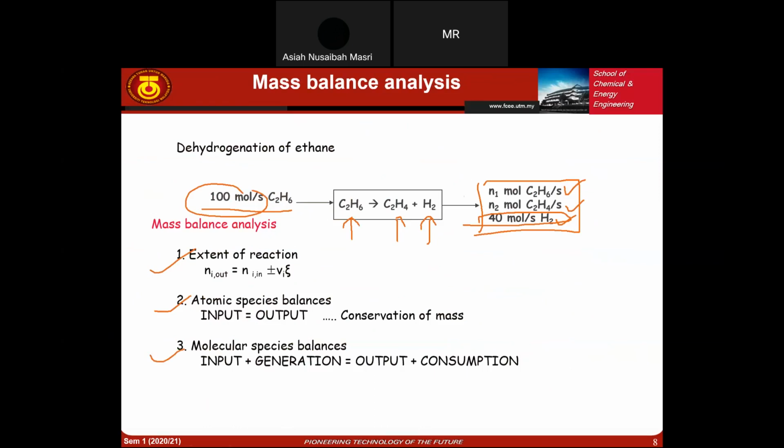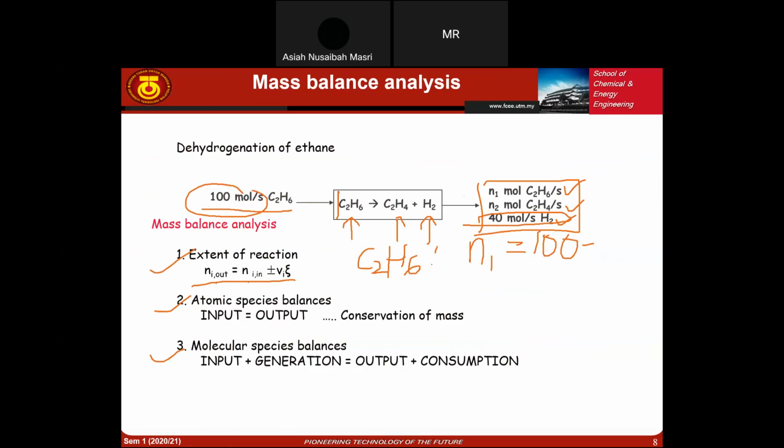So for extent of reaction, remember the method, we have to do it for all species, where for all species, output equals input plus or minus v times extent. For example, here we have three components. So for the first component, C2H6, the output will be N1, which we don't know, equals the input we do know, which is 100. C2H6 is a reactant, so minus. And here we have only 1, the stoichiometric coefficient, so 1. Then we have extent, so that's one equation.